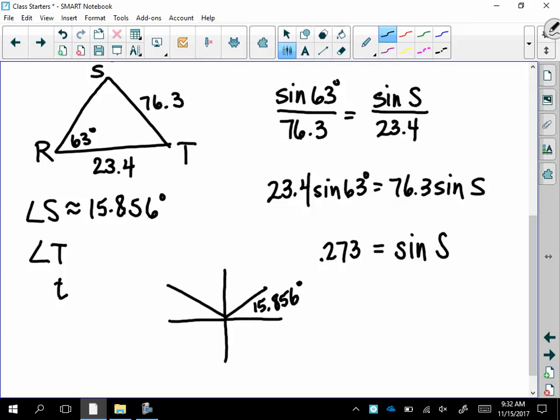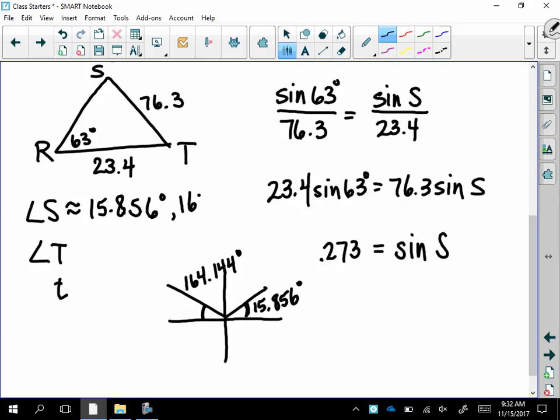Something to do with 180. Okay, maybe 180 minus. Yeah, 180 minus 15.856. That's going to give us this answer over here in the second quadrant because it's going to use that reference angle to find the answer in the second quadrant. So what is the answer over here in the second quadrant? 180 minus 15.856 is 164.144.